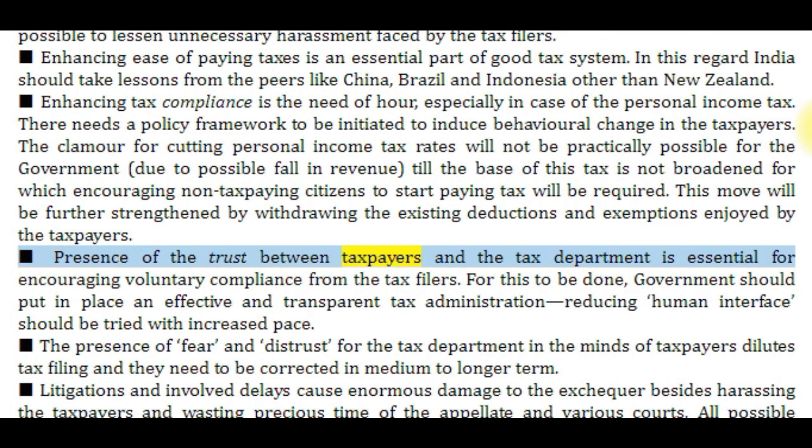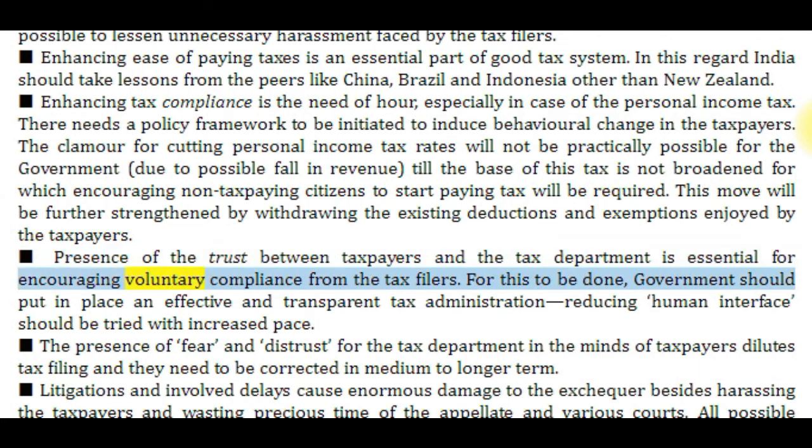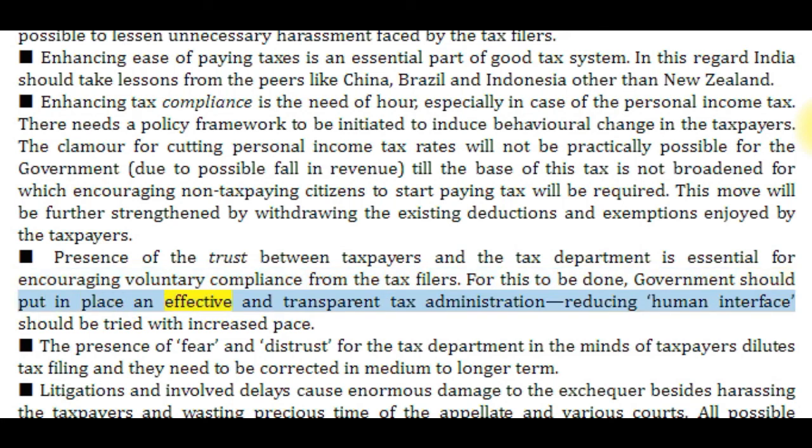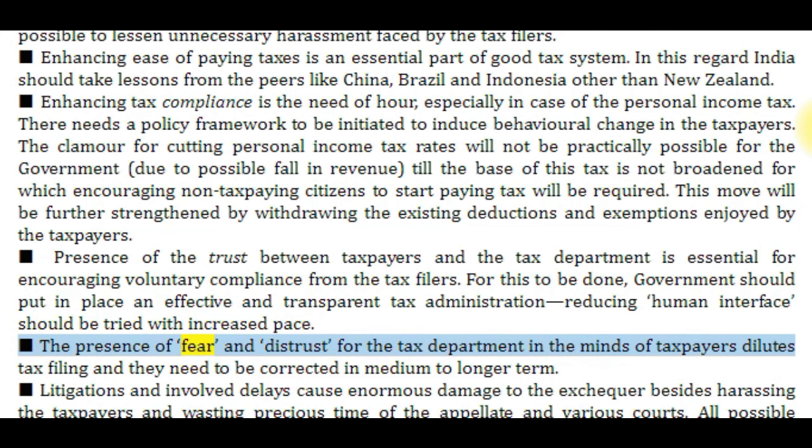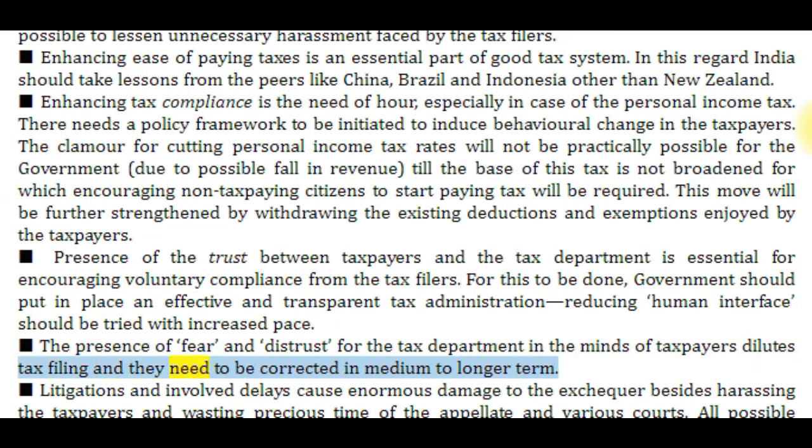Presence of trust between taxpayers and the tax department is essential for encouraging voluntary compliance from the tax filers. For this to be done, government should put in place an effective and transparent tax administration. Reducing human interface should be tried with increased pace. The presence of fear and distrust for the tax department in the minds of taxpayers dilutes tax filing, and they need to be corrected in medium to longer term.